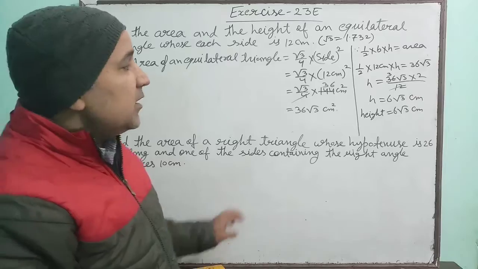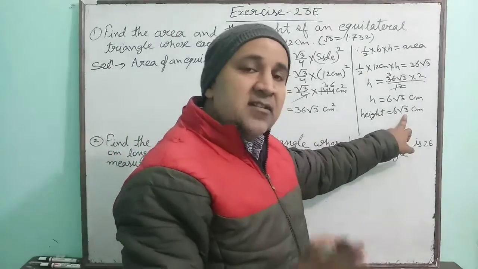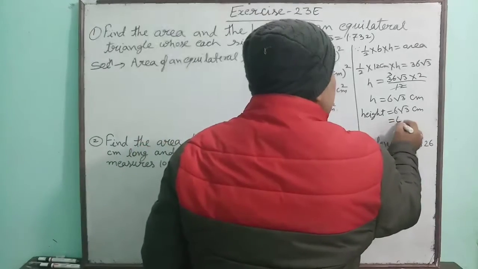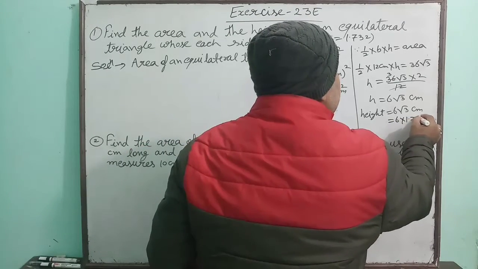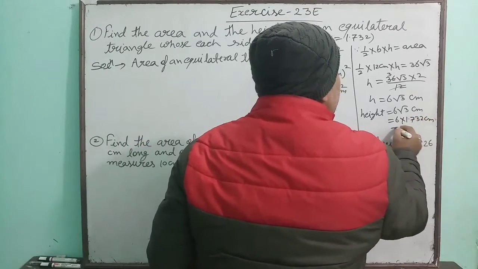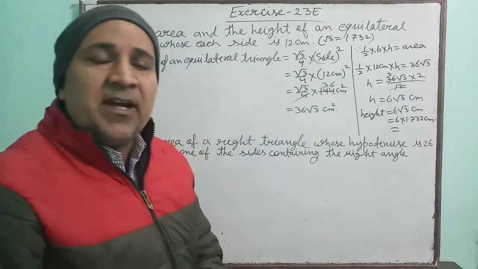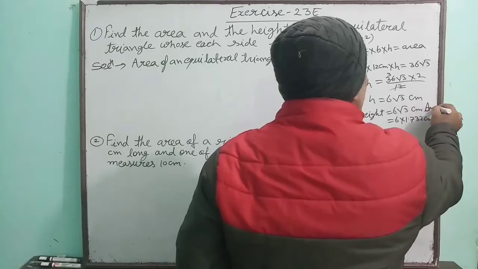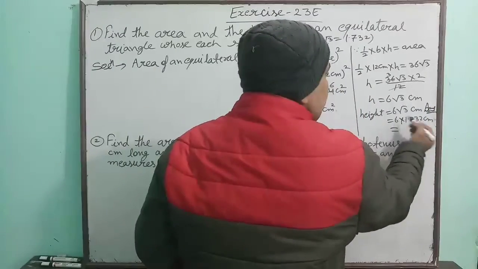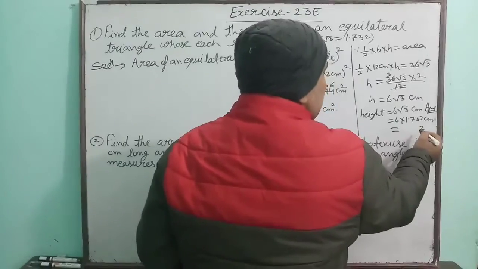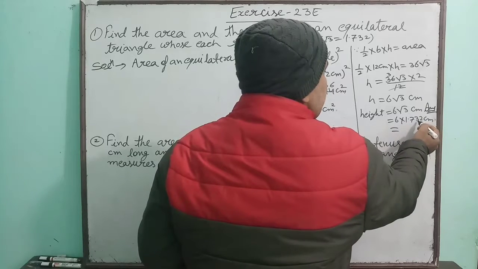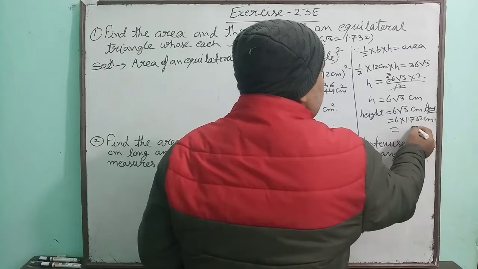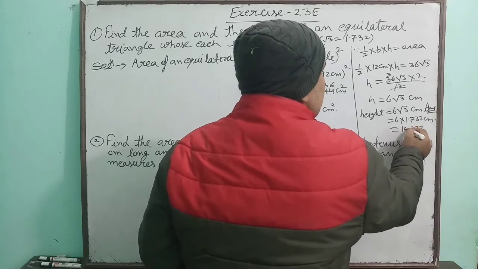Again I will repeat, if the value of root 3 is given in the question, then put the value, like here, 6 into 1.732. If it is not given, then don't put the value, leave your answer here only. Is this clear? If you multiply it, 6 into 2 is 12, 1 carry on, 6 3s are 18, 1 is 19, 1 carry on, 6 7s are 42 plus 1 is 43, 6 1s are 6, 4 is 10.